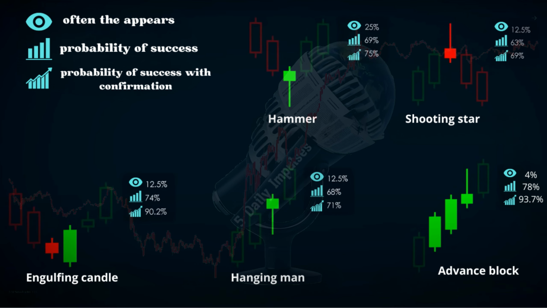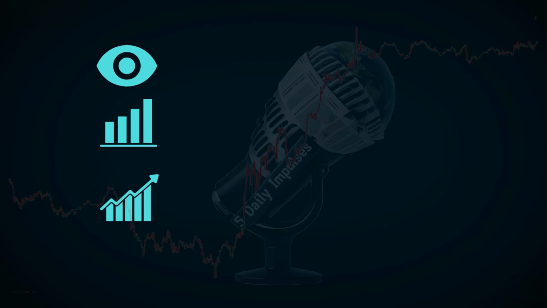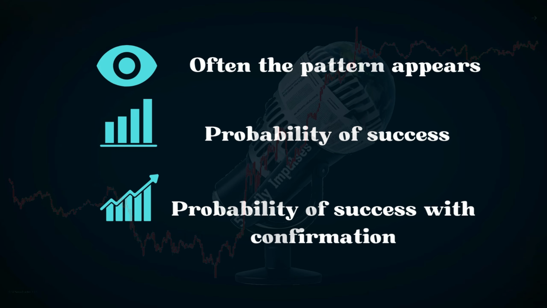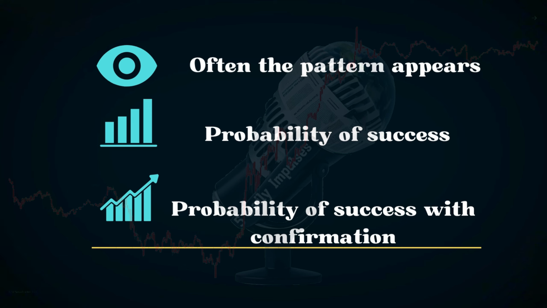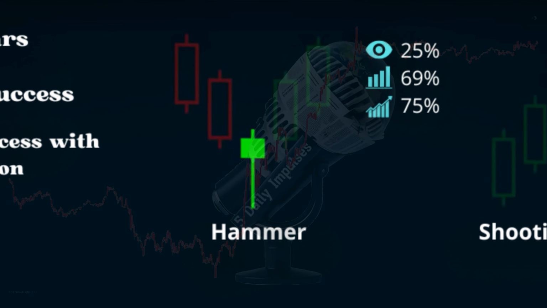As you can see, the eye icon represents how often the pattern appears. The 3 bars indicate the probability of success. And the 3 bars with an arrow show the probability of success with confirmation. Here we have the hammer, the famous hammer, which appears 25% of the time and has a 69% success rate, increasing to 75% with confirmation.